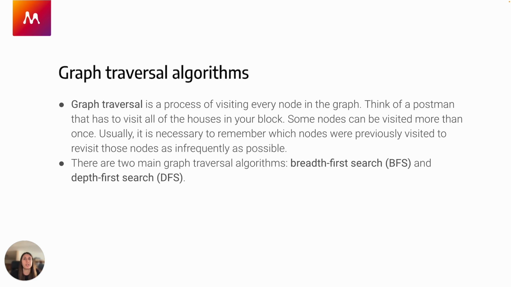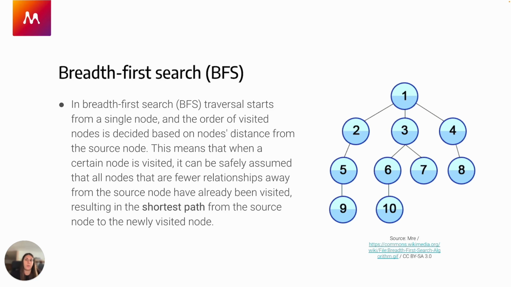Graph traversal is a process where you have to visit every node in a graph. You can think of a postman that has to visit all of the houses in your block. Some nodes can be visited more than once, but usually you want to revisit some nodes as infrequently as possible. There are two main graph traversal algorithms. They are called breadth first search, or BFS for short, and depth first search, or DFS. Let me tell you a bit more about them.